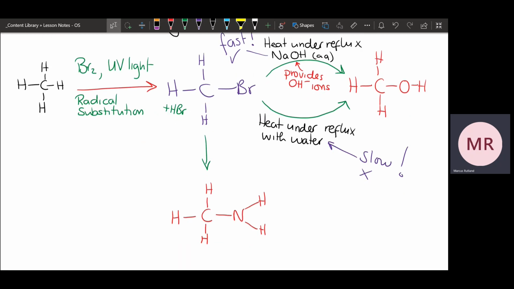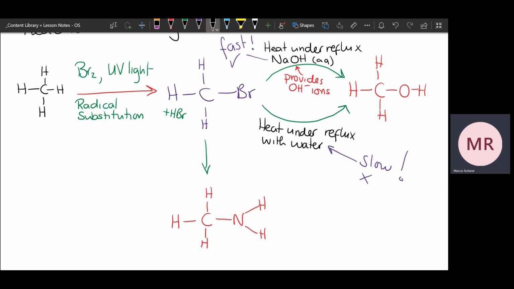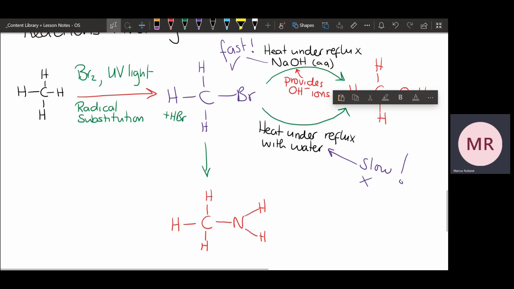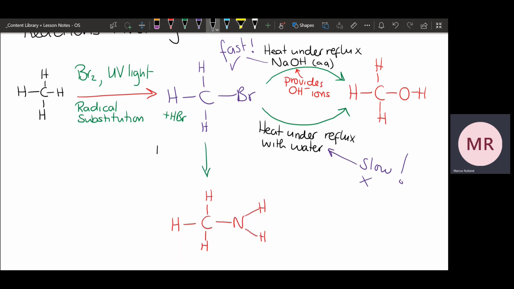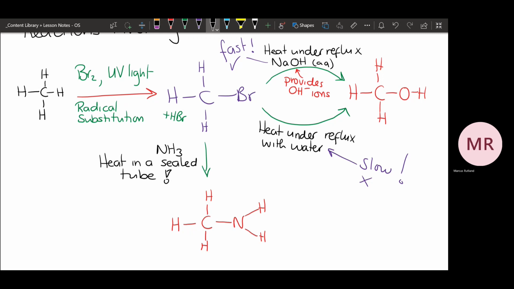To turn the haloalkane into an amine, this is the weirdest condition you'll ever come across. You react the haloalkane with ammonia. That bit's not weird. And you do that by, you say, heat in a sealed tube. So you might think, well, what on earth is that? Why don't we just heat under reflux?